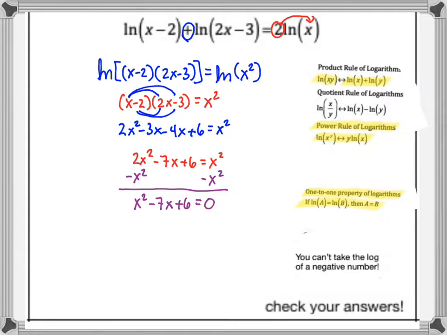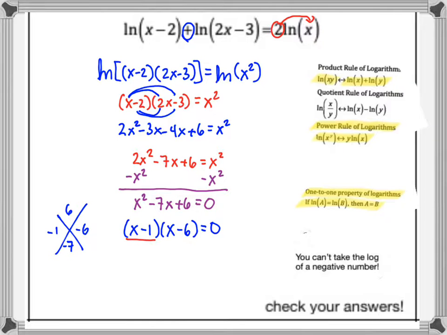Okay, so now we can solve this by using this method. What two numbers are going to multiply to 6 and add to negative 7? So it looks like it's going to be negative 1 and, let's see, negative 6. That'll work, right? Negative 1 times negative 6 is 6, and negative 1 plus negative 6 is negative 7. I think that's a winner. And so now we have this factored form, just like so.